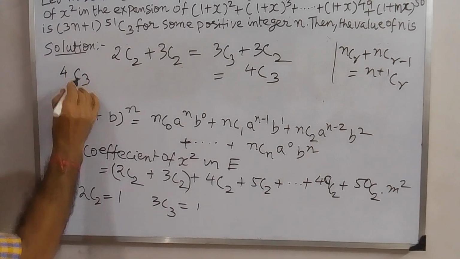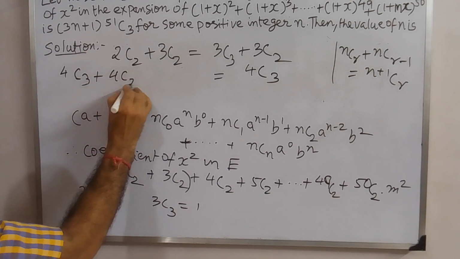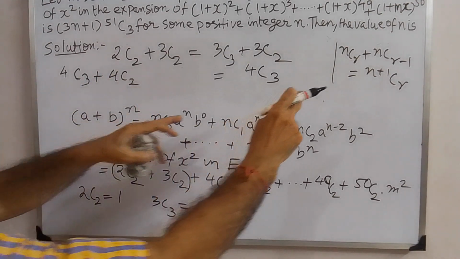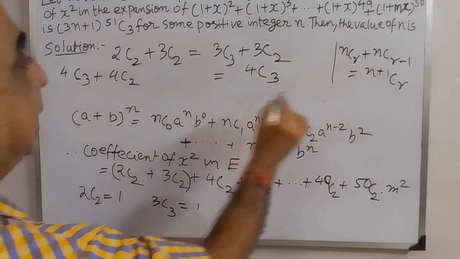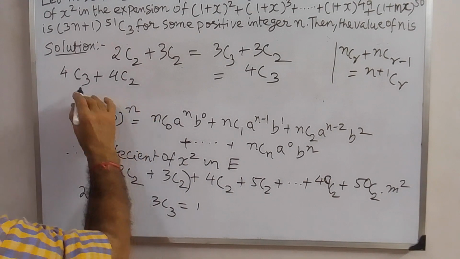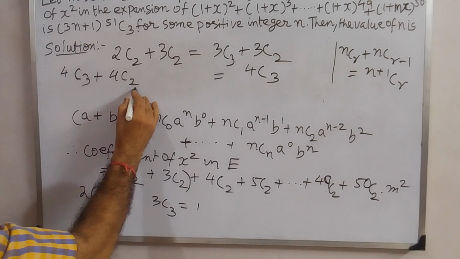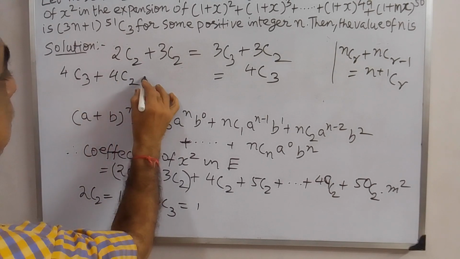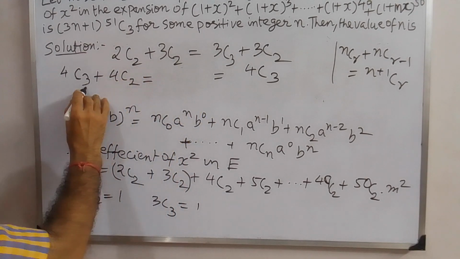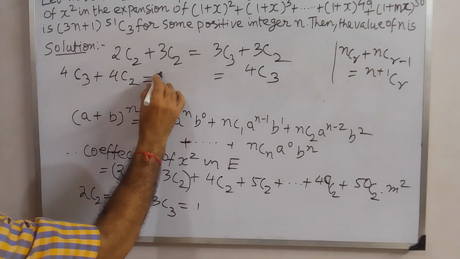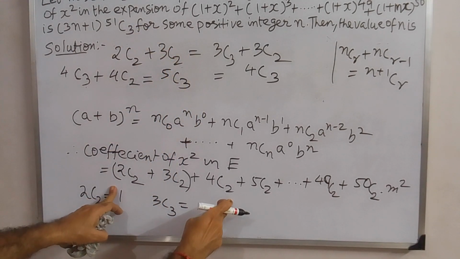Okay, so 4C3 will be the value of these two terms. Now I am adding this with 4C2. So now you see here, in place of n, here it is 4, and here it is 3 and 2. So here r is 3 and here r is 3 minus 1. So what will be the value of this? The value of this will be (n plus 1)Cr. r is 3 and n is 4, so n plus 1, that is 5C3. So up to here we are getting 5C3.